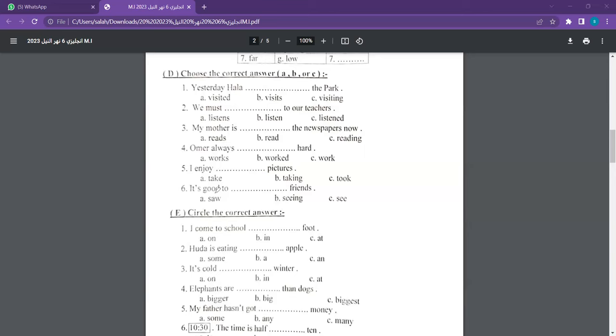Number six: It's good to dash friends. It's good to, so, seeing, see friends. Which one is right? Teacher, can you repeat the sentence? Yes, okay. It's good to dash friends. So, seeing, see. The verb after to will be what?